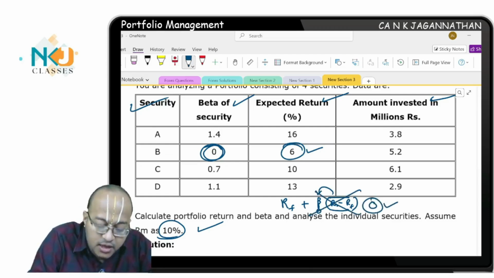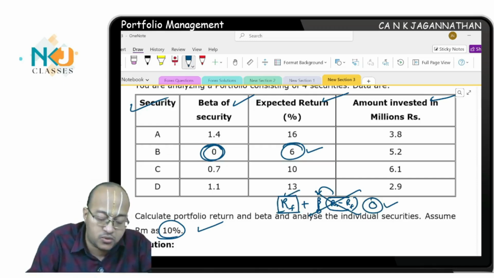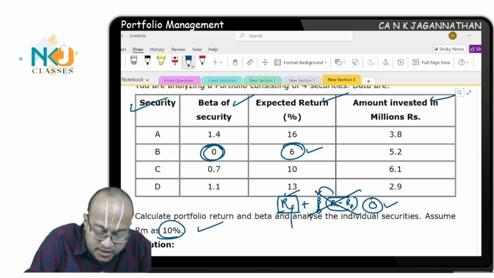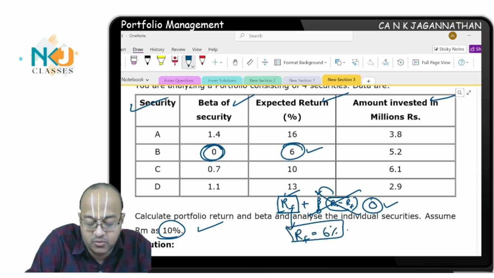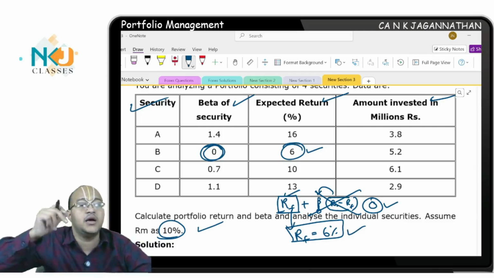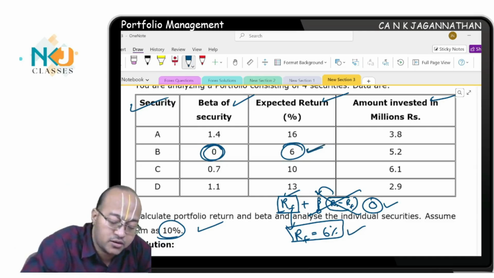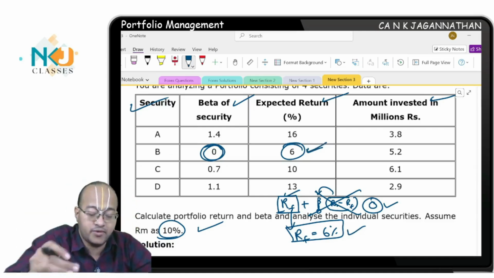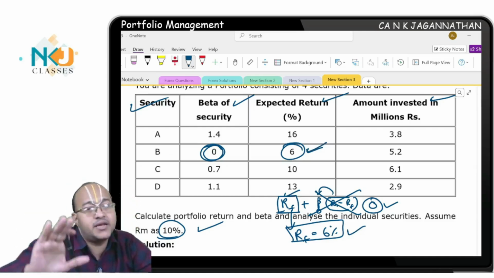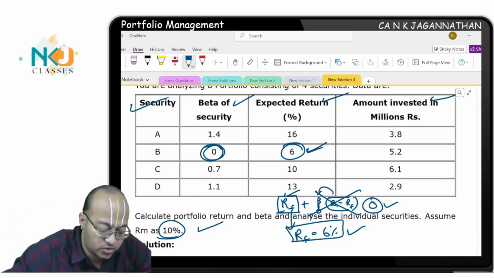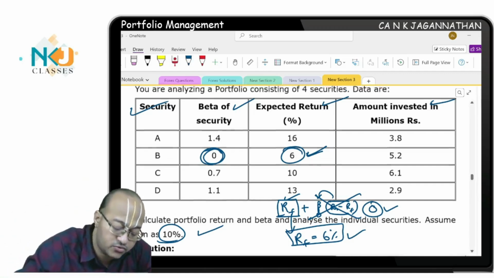Are you listening? Which means where the beta is 0 and the expected return is 6%, it is implied that the RF is 6%. Only when the RF is 6%, when the beta is 0, the expected return of the security will be 6%. It is implied that RF is 6%, even though they have not given. So RF is 6%, you have to solve.